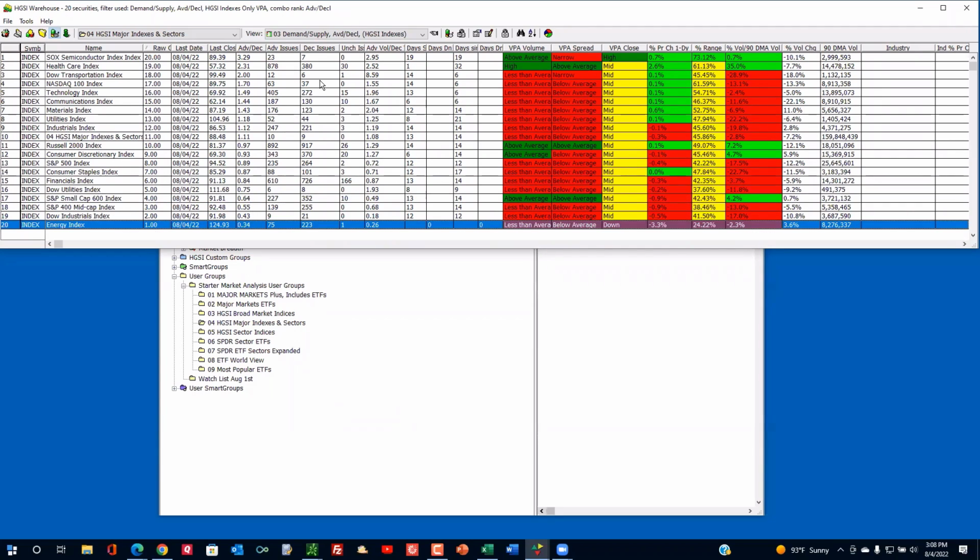So the energy index was hit hard today. Why? Because oil prices were going down. So, like I said, you can do this anytime during the day and you can get a feel for what the market's doing.